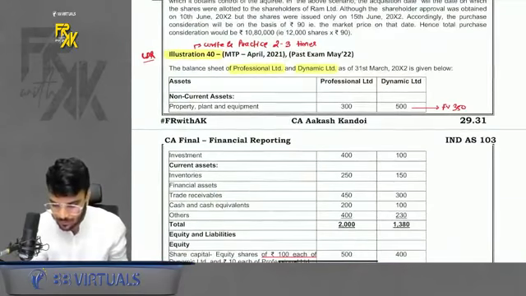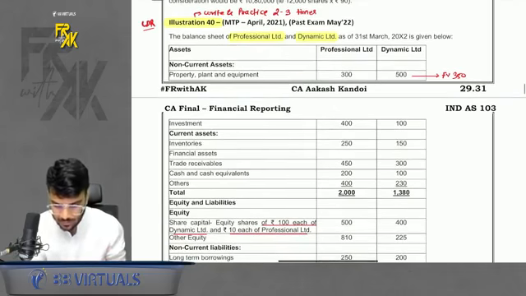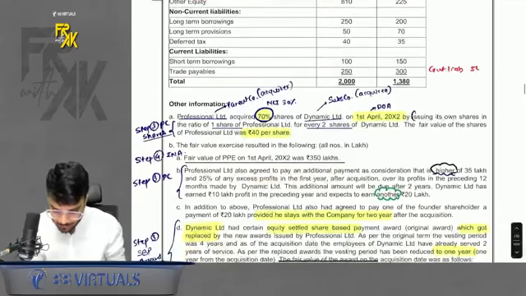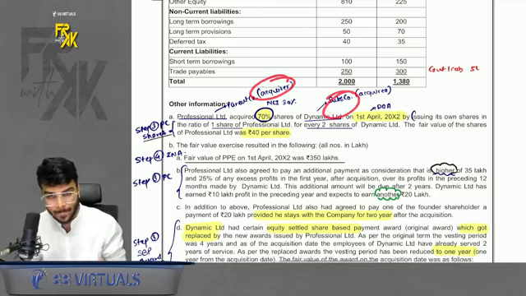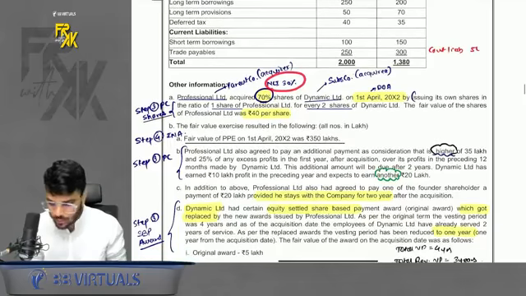Now the next question which we will take is illustration number 40. My favorite question, even ICAI's favorite question. What is it? Here two companies are there, Professional and Dynamic. Professional Limited acquires 70% of Dynamic Limited. Okay, so Professional becomes the acquirer, Dynamic becomes the acquiree. If we are acquiring 70%, NCI will be 30%. Here also we are giving shares. How much? 1 share for every 2 shares.